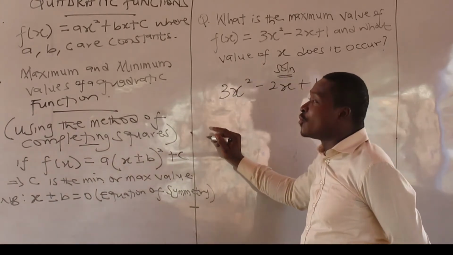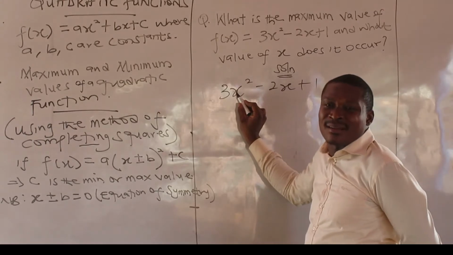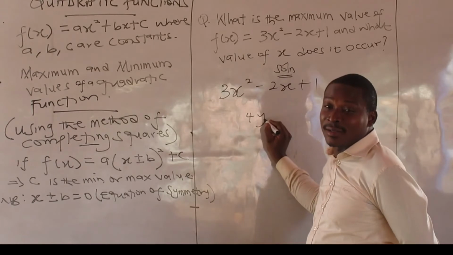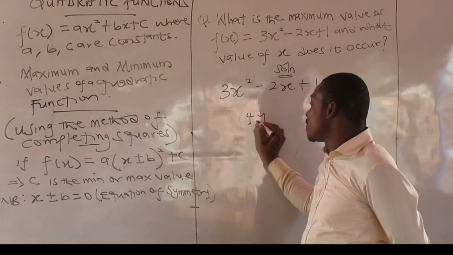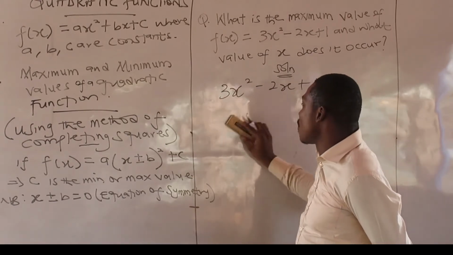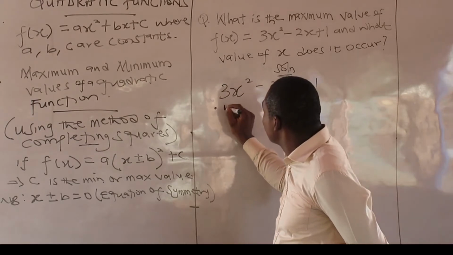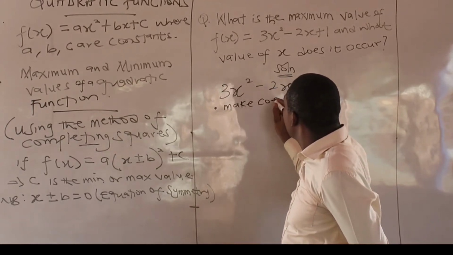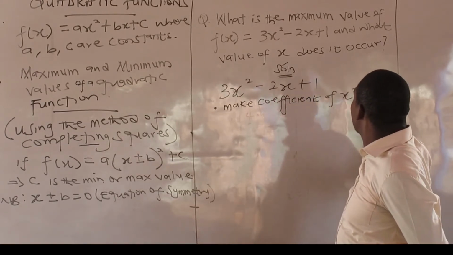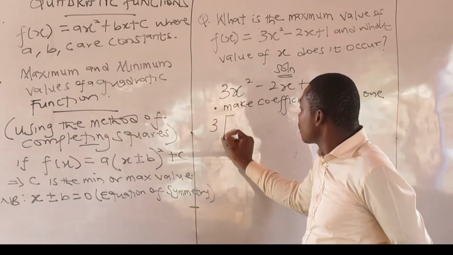Now, the first thing to do is to make the coefficient of x squared 1. What is the coefficient? Look at this: this is y, this is 4. The figure just beside the y is called the coefficient of y. That's what we call a coefficient. So what is the coefficient of x squared here? It's 3. So the first thing is to make the coefficient of x squared 1. So I take the 3 out.